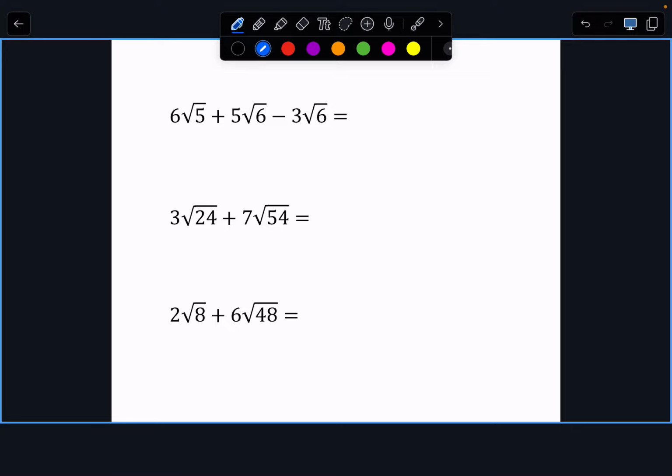Wait, what's 54 going to? 7 and 6? What do you guys get for the last one? What did you get for the middle one? 27 radical 6. Hold up. What did you do? You have to simplify them. What did you do on the second one?